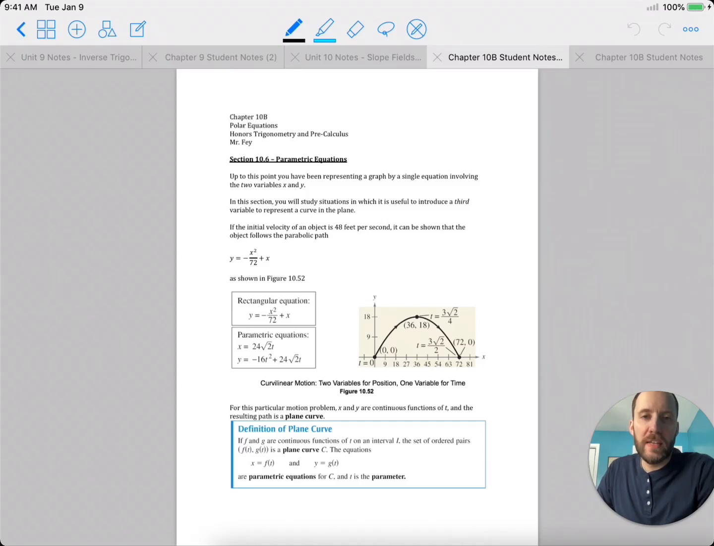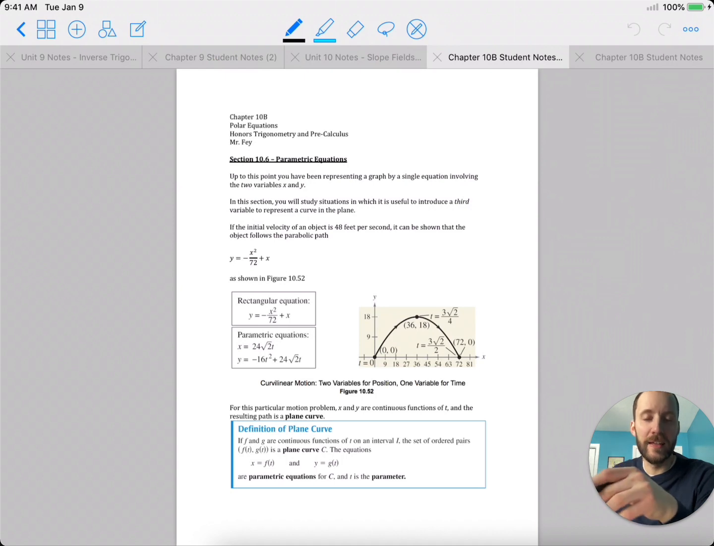Chapter 10b, Section 10.6, Parametric Equations. So up until now, mostly we've been looking at equations in terms of x and y combined together. So horizontal and vertical position put together, giving us a single graph. In this section, we're going to look at times it can be helpful to have a third variable that both x and y are defined in terms of.